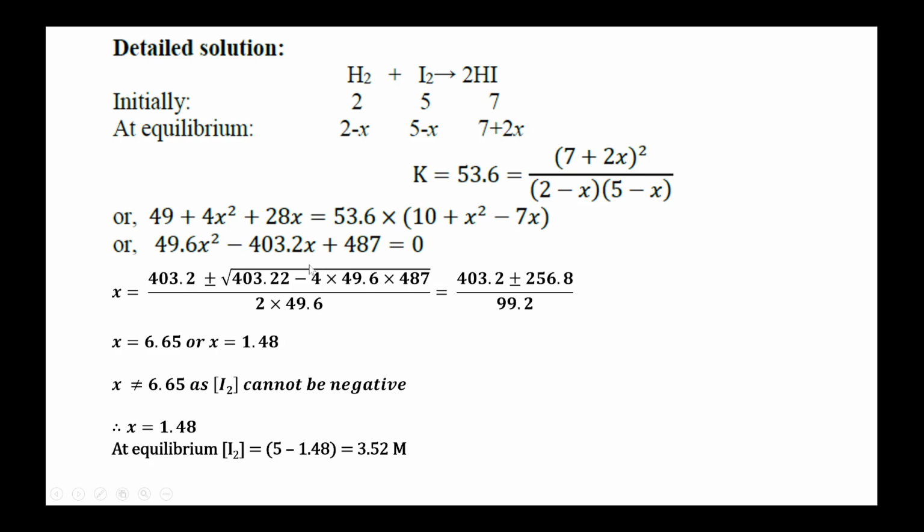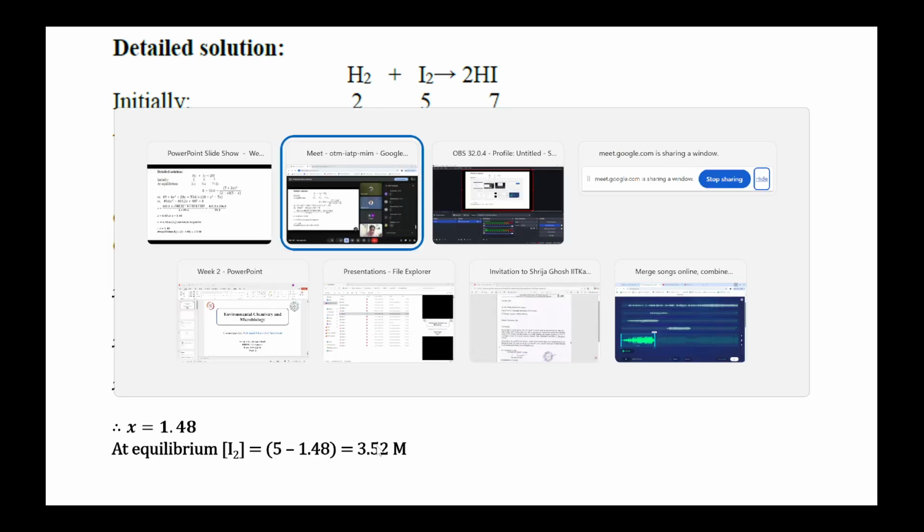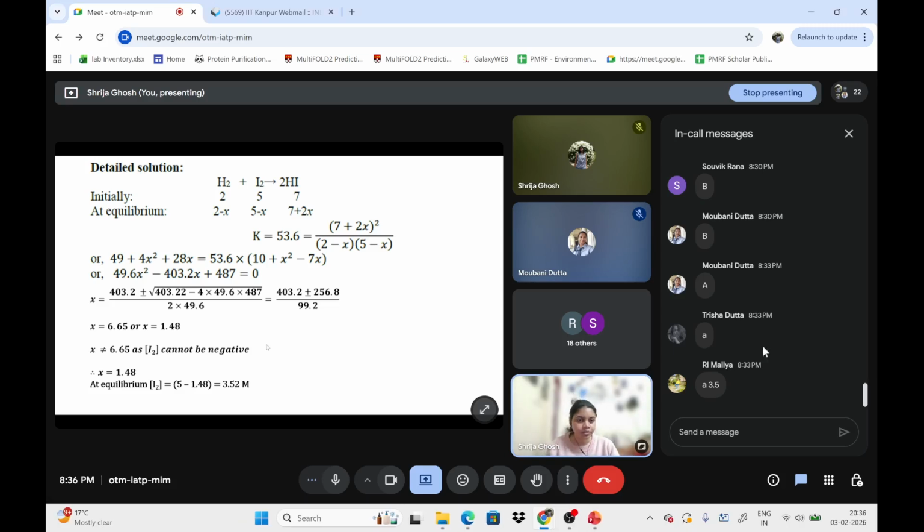Solve for the quadratic equation and you will actually get two values of x, but one of the values cannot be possible because if x is 6.65, then the concentration of I2 will go negative, because 5 minus 6.65 would be a negative value and the concentration cannot be negative. So the value of x we will consider as 1.48, and 5 minus 1.48 would be 3.52, or 3.5 rounded off. Okay, so option A is the correct answer, 3.5 molar. So all of you who haven't answered, I hope it is clear to you.